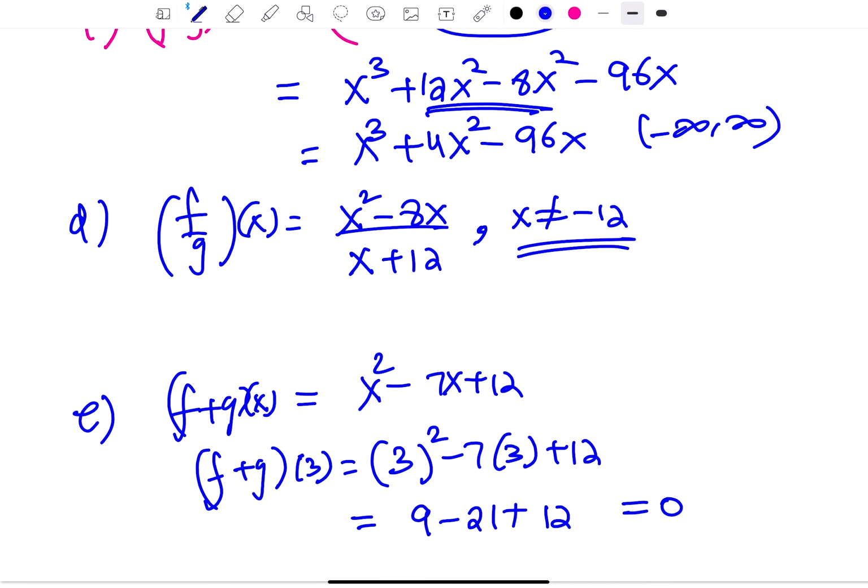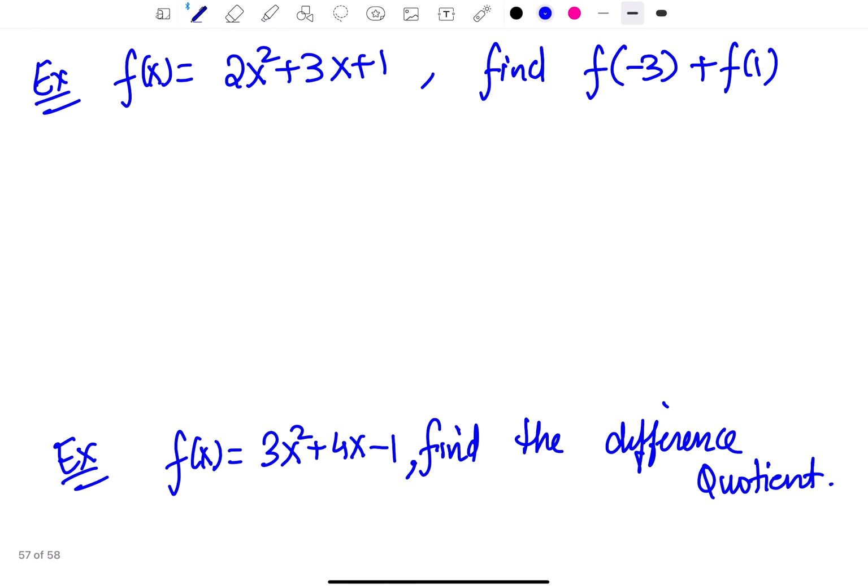So we have 0 here, and next example is f of x is 2x squared plus 3x plus 1. We want to find f of negative 3 plus f of 1. So let's first find f of negative 3, which means we're going to replace x by negative 3, and that turns out to be 2 times 9 minus 9 plus 1. 18 minus 9 is 9 plus 1 is 10.